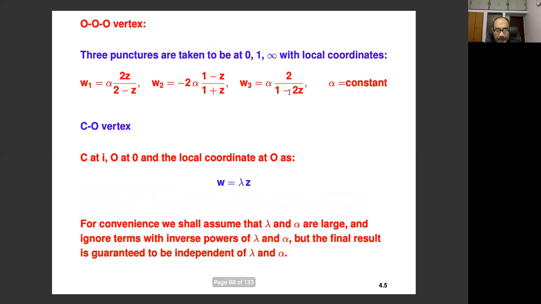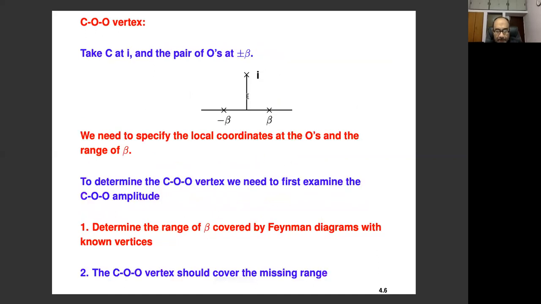And I'll describe the way we go about doing this. This is a generic feature in string theory; this is the way we construct string vortices. So let me explain how we decide on which range of beta to integrate over and what kind of local coordinates we should choose here.